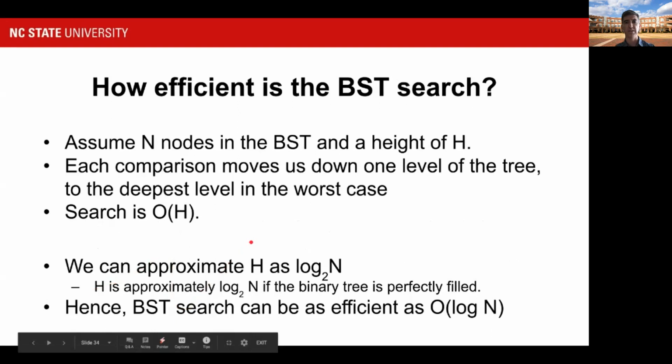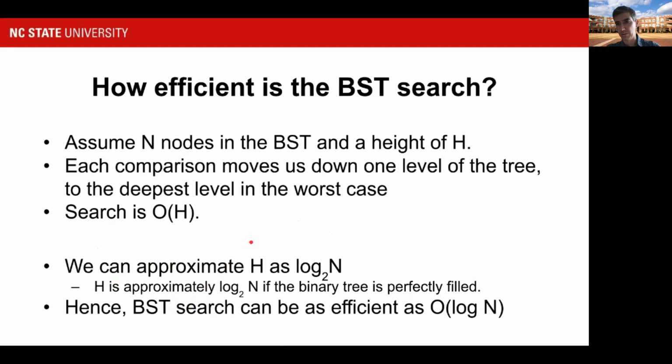Now, how efficient is this binary search tree search? Well, let's assume there are n nodes in the tree, and that by putting the n nodes into a tree, the tree has a height of h. It doesn't really matter how we arrange the nodes in the tree right now. I'm just saying that h is simply the height of the tree, whatever that height happens to be. And so here's what we know.